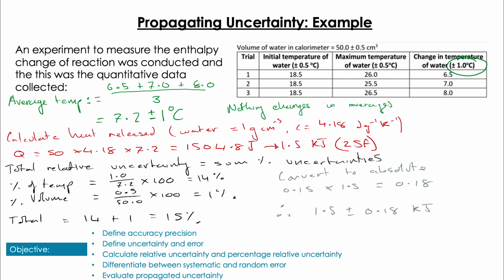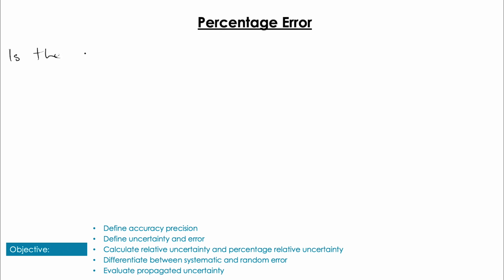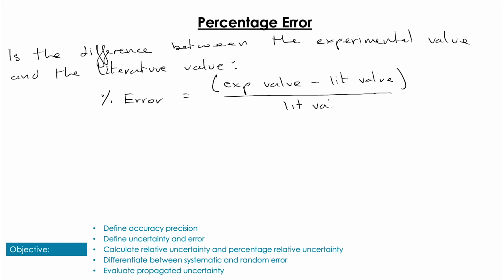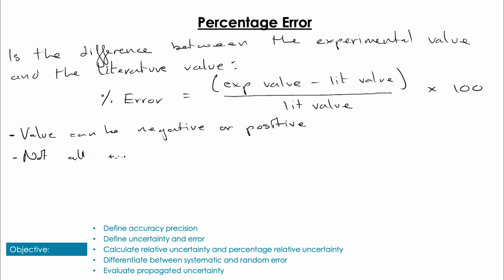So if we get this far and our experiment has a literature value available, we may also be able to do a percentage error calculation. And this effectively shows us the difference between the value that we have found in our experiment, the experimental value, versus a literature value. And we calculate this by taking our experimental value, subtracting the literature value, and dividing it by the literature value, multiplying it by 100 to get a percentage. These values can be negative and they can be positive, but they won't be appropriate for all experiments because not all experiments may have literature values for what's being investigated.